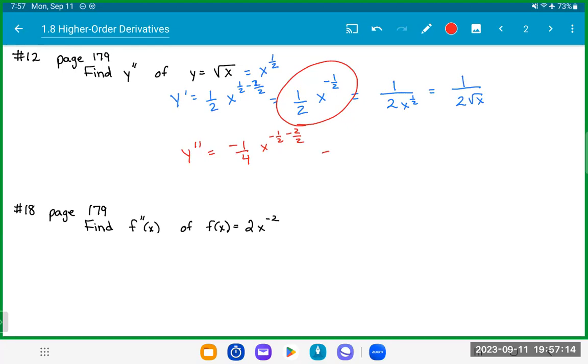And so that's going to give me negative 1/4 x to the negative 3/4. I mean, not 3/4, 3/2. And I could write that into the denominator as well. So that would be negative 1/4x to the 3/2, which is negative 1/4. The 2 is on the bottom, so that is the square root. And so this is x cubed. Okay, question.